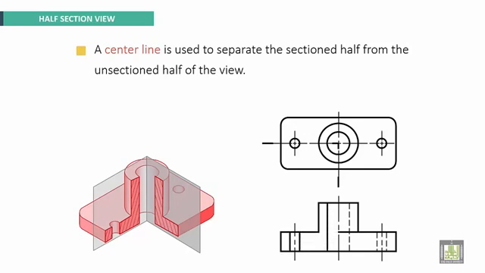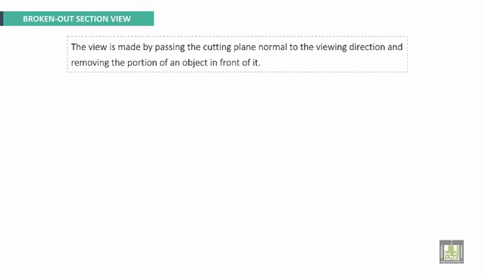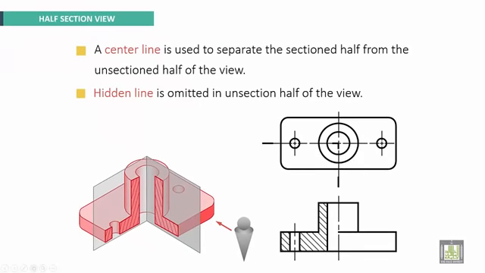A center line is used to separate the sectioned half from the unsectioned half of the view. This is center line here. Hidden line is omitted in unsectioned half of the view. We can see here, this is the half section, and this half of the part is still not sectioned. And hidden lines are removed from here.